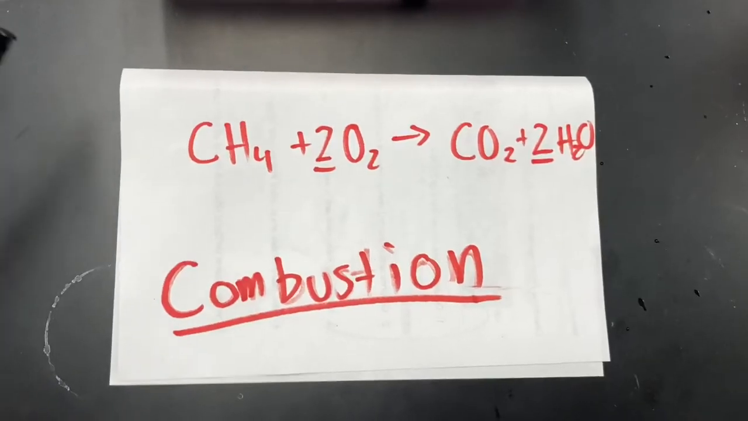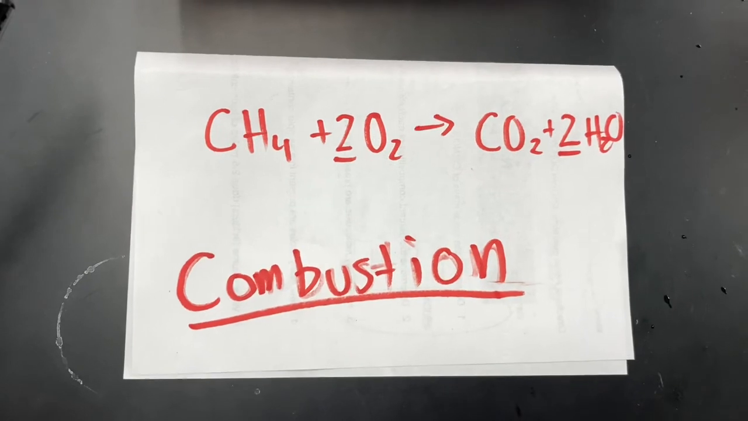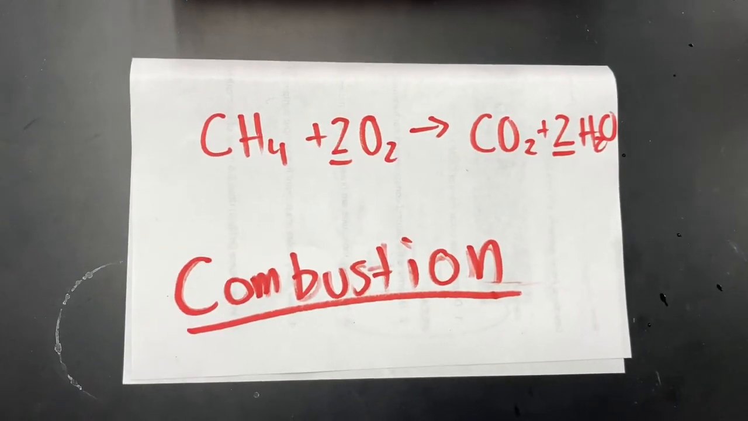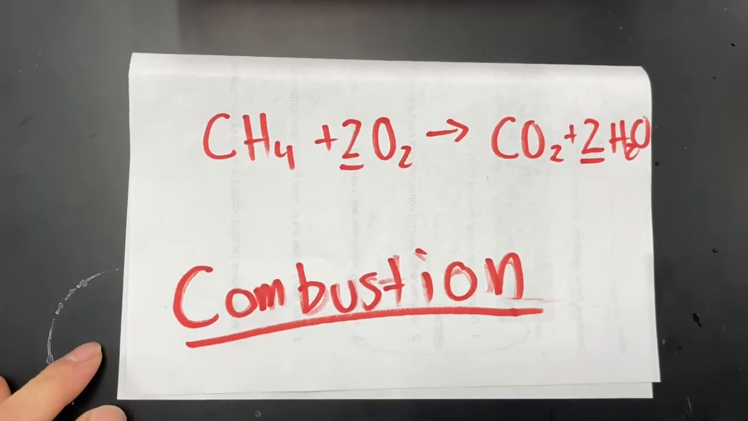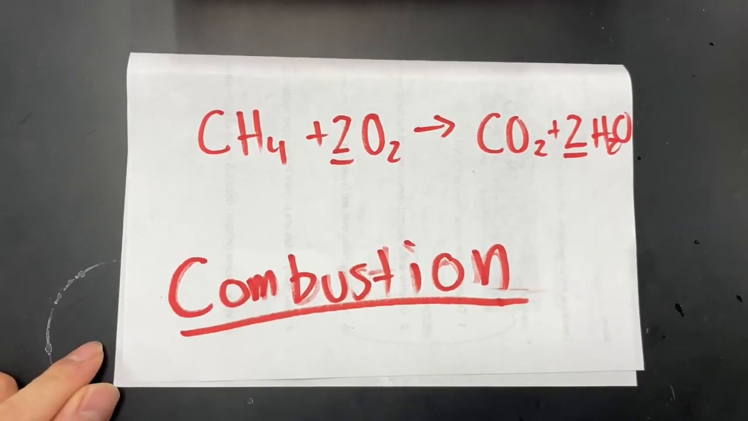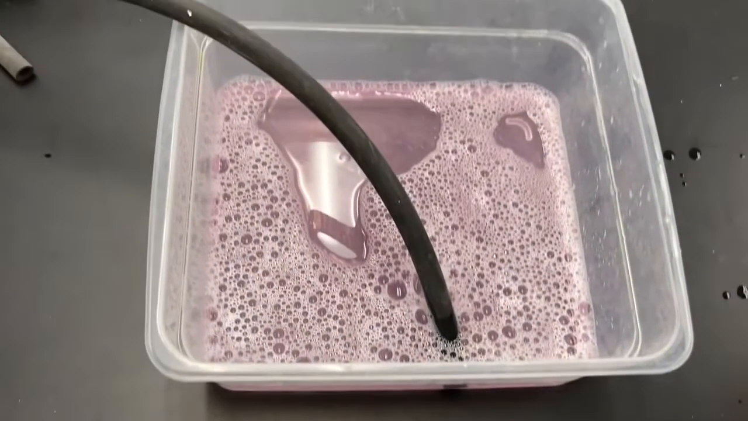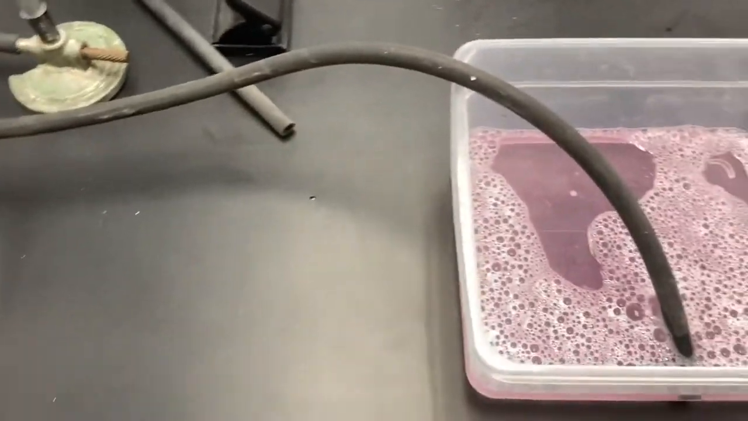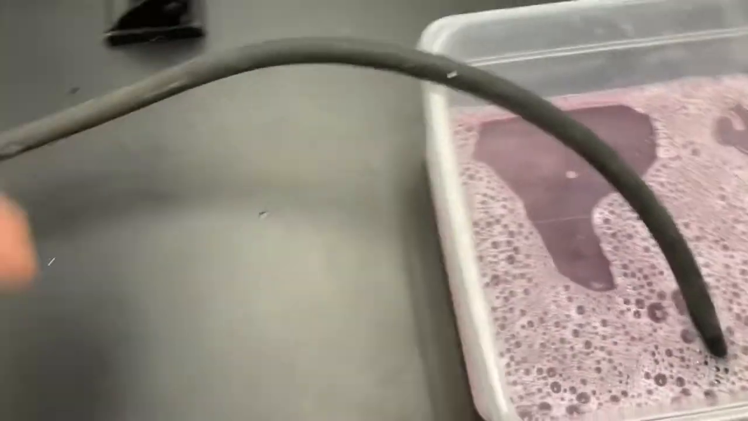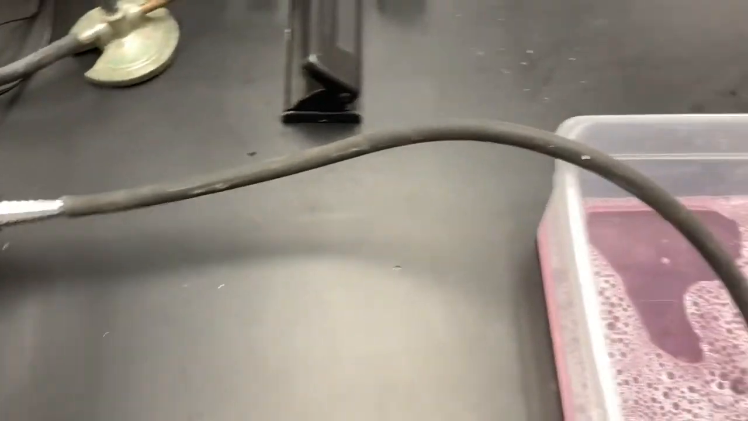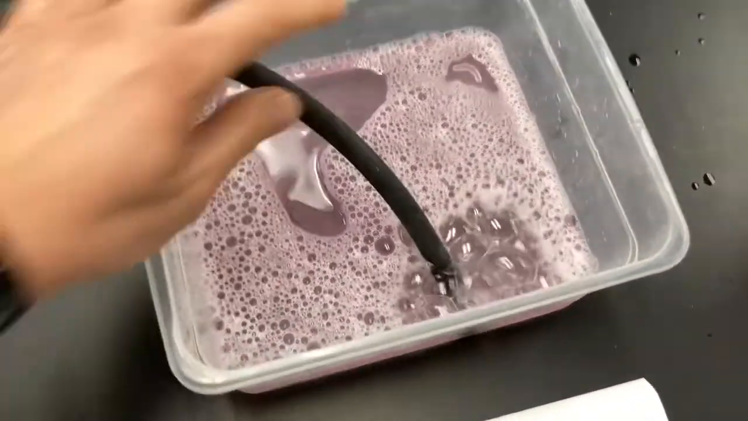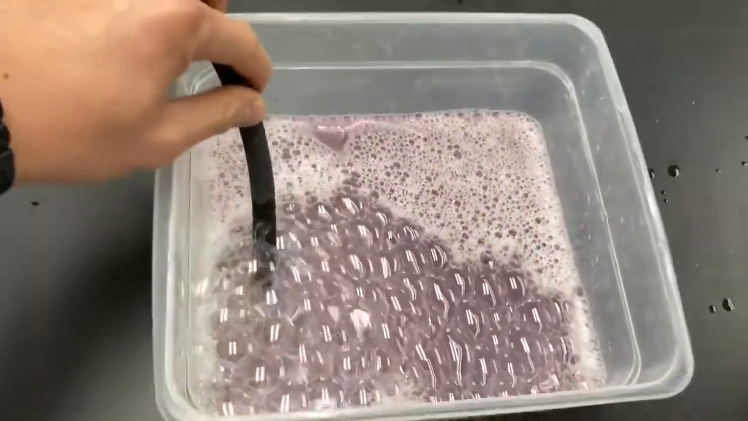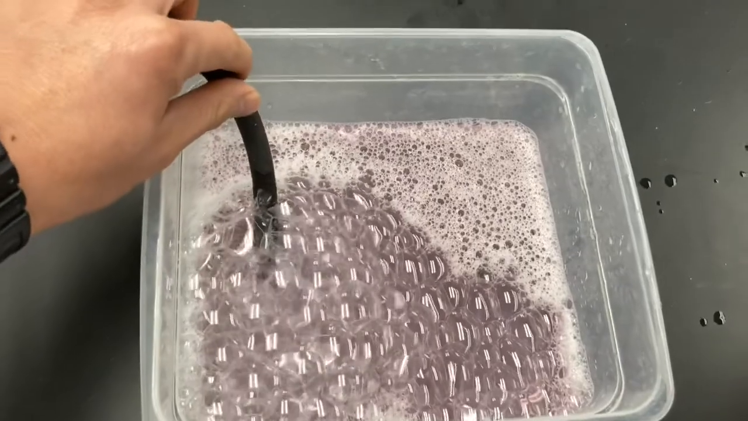All right, I've saved the best for last, combustion of methane. In order to get some methane, I'm actually going to make some bubbles. Here, this is attached to my Bunsen burner, sorry, to my gas. I'm just going to make some gas bubbles here, and I am going to ignite these gas bubbles.